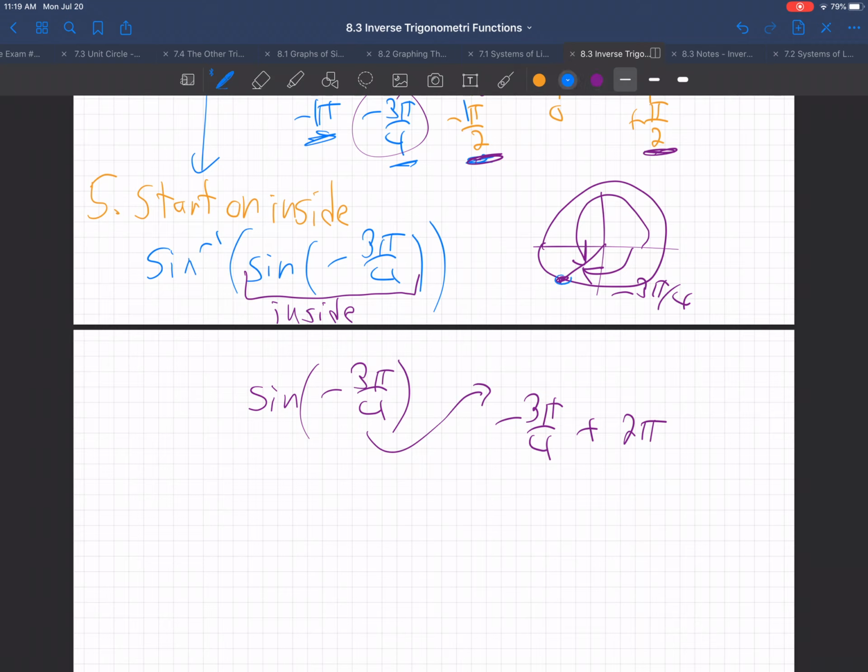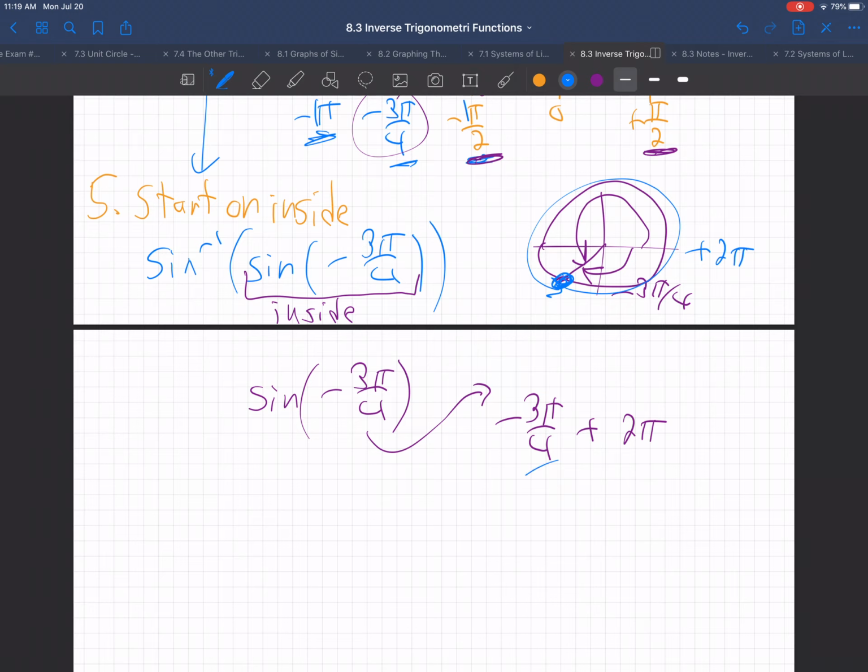Here's my main point. Whenever you're somewhere on the unit circle, if you add 2 pi, if you go around one full time, you're back to the same spot. That could never change an answer. You can add as many full rotations as you want, and you're back to the same spot.